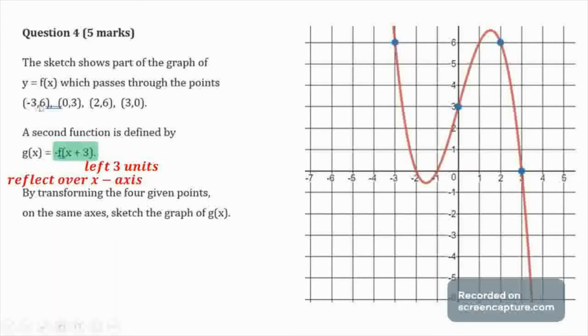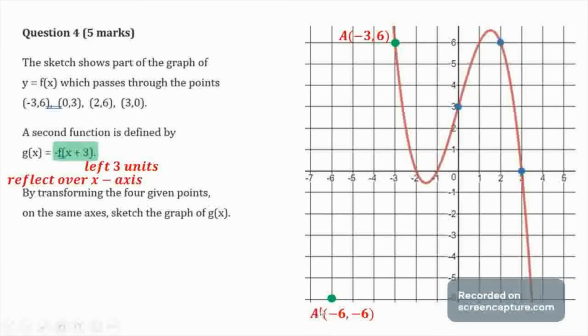So all you have to do is apply those two transformations to every one of these points. Let's begin at this point, for example. We're going to move left 3 units. So it's going to go 1, 2, 3, end up here, and then reflect over the x-axis. So this one will reflect all the way down to here. So that point was negative 3, 6. And now we moved left 3 and did the full reflection. So it went from positive 6 on the y to negative 6 on the y. So now our new location is negative 6, negative 6.